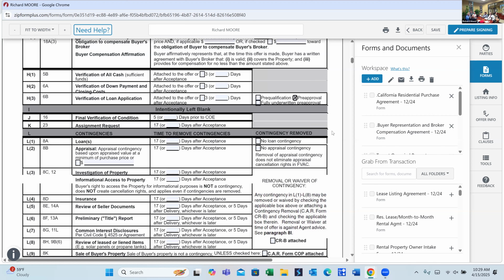And then assignment request, section K. 17 days. We see far more assignment requests today than ever. Now, an assignment request is simply, I signed the purchase contract as Richard Moore, but now I want to assign my interest into my family trust. The seller, if I'm the sole beneficiary of the family trust, cannot deny the assignment. If I transfer it into an LLC in which I'm the sole owner of that LLC, the seller cannot deny that assignment. But if I transfer it to another entity in which I'm not the sole owner, now the seller has various rights, and they can come back to say, all right, that's fine, I may consider it.